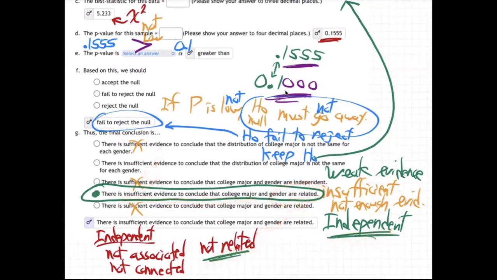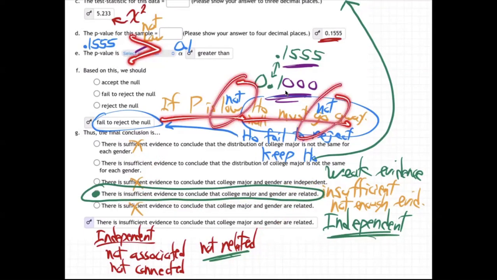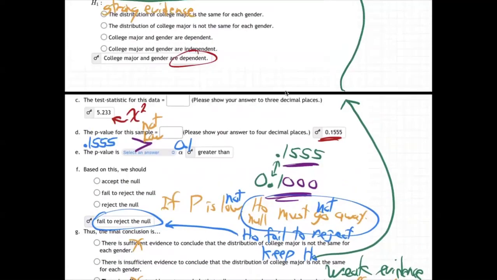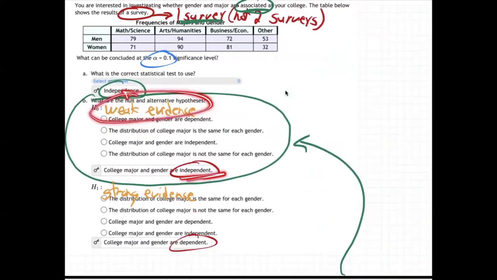I know that's tricky. So one more time on the conclusion. We come down here. Our p-value is greater. Remember saying if the p is low, the null must go. If the p is not low, the null must not go. Our p-value is greater. It's not low, so the null must not go away. We fail to reject the null. We keep the null. Go back up to the null. What did the null say? Every null says weak evidence, independent.